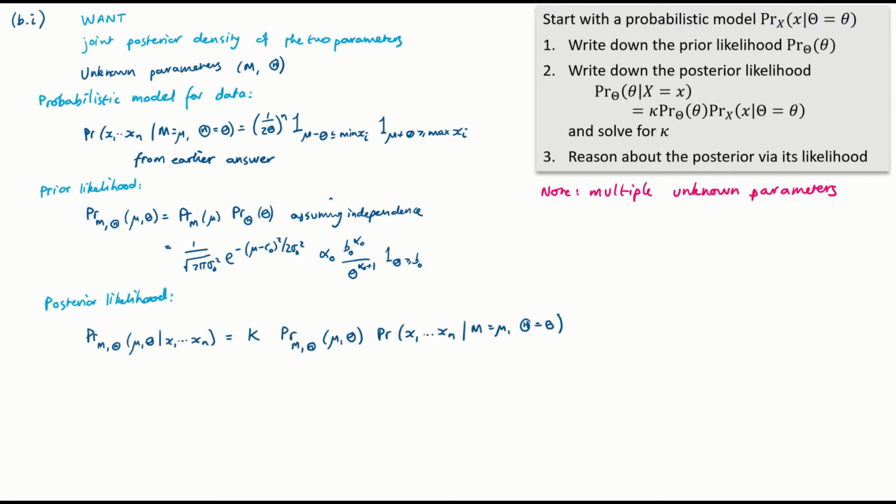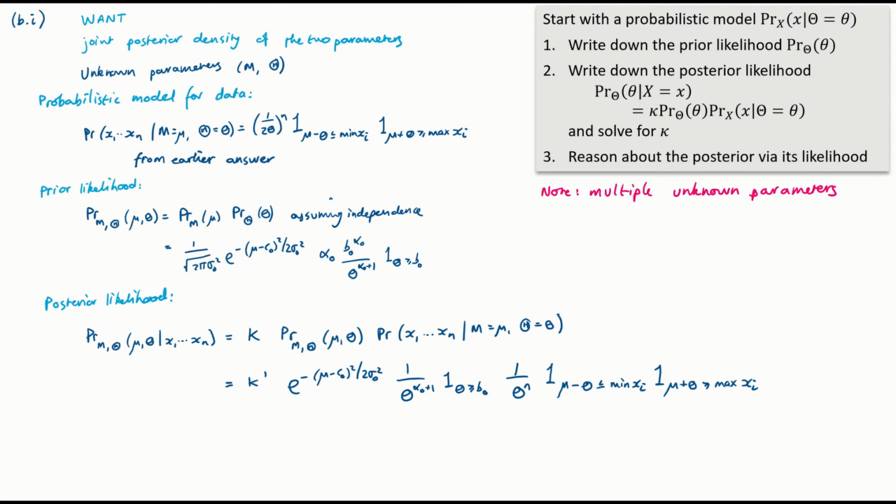Next step, use Bayes' rule. Always the same. The posterior likelihood of the unknown parameters mu and theta is kappa times the prior likelihood times the data likelihood. We don't have to simplify. I've done a tiny little bit of simplification here.